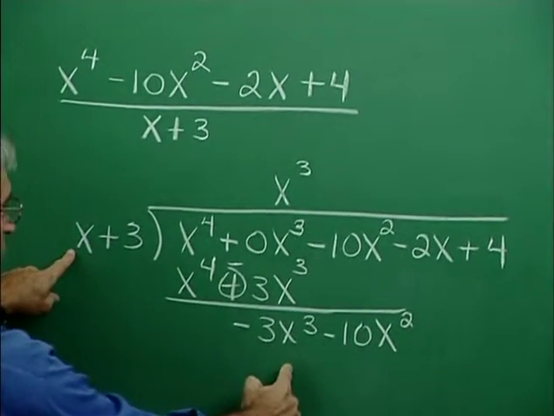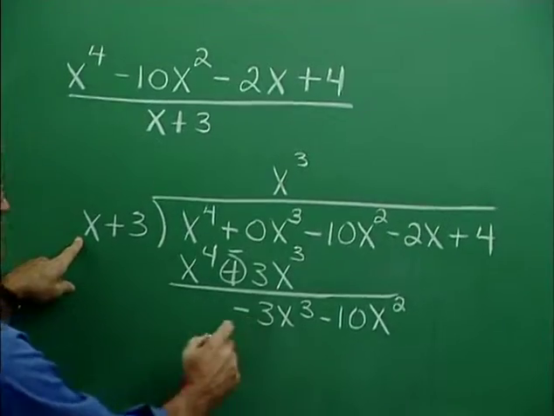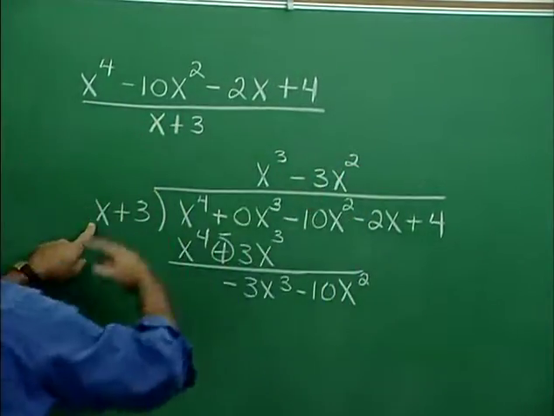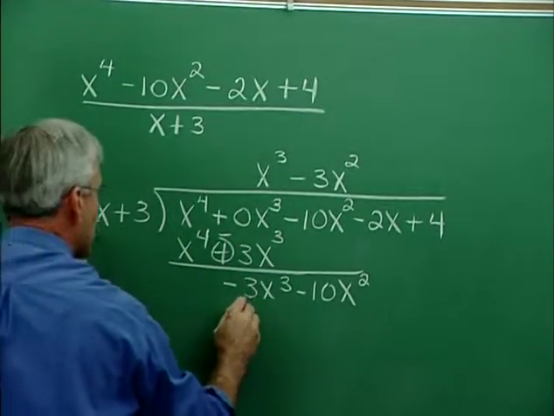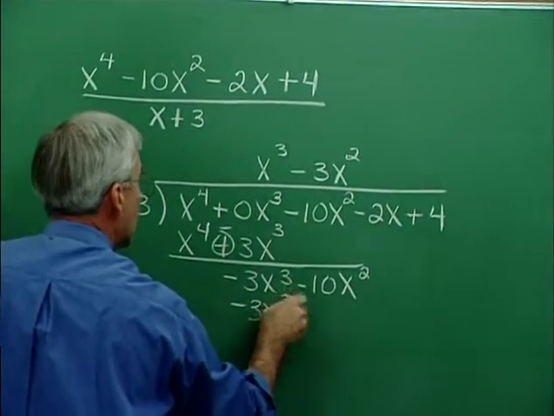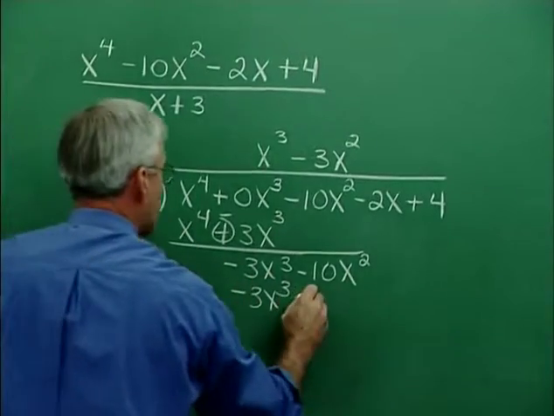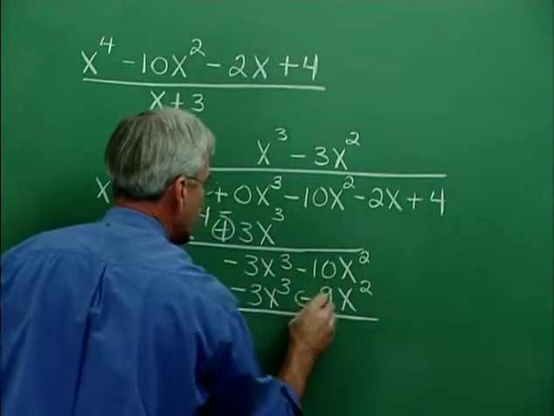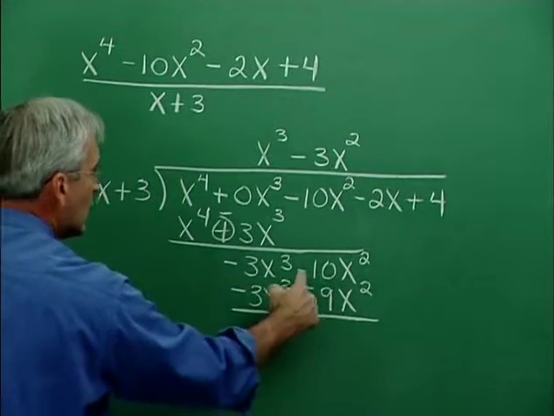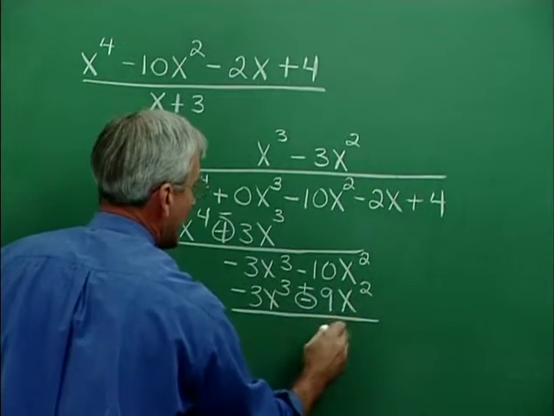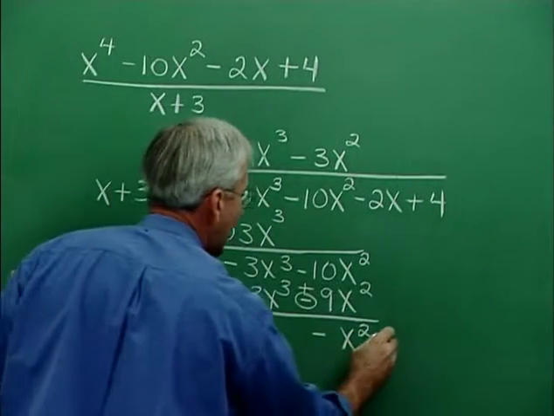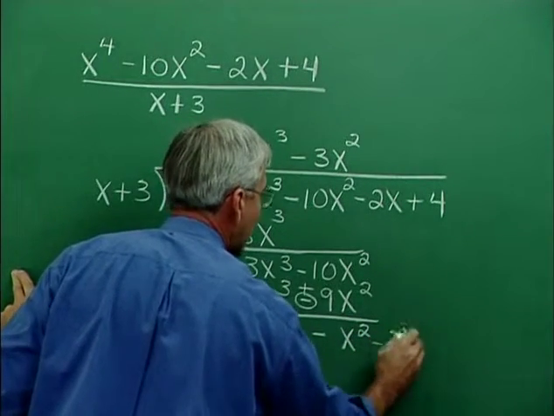We have x into minus 3x cubed is minus 3x squared. So minus 3x squared. And then multiplying back, minus 3x squared times x is minus 3x cubed. Then minus 3x squared times 3 is minus 9x squared. Draw the line and subtract, which means change the sign and collect. Minus 10x squared plus 9x squared is minus 1x squared, or simply minus x squared. Bring down the next term, that's minus 2x.